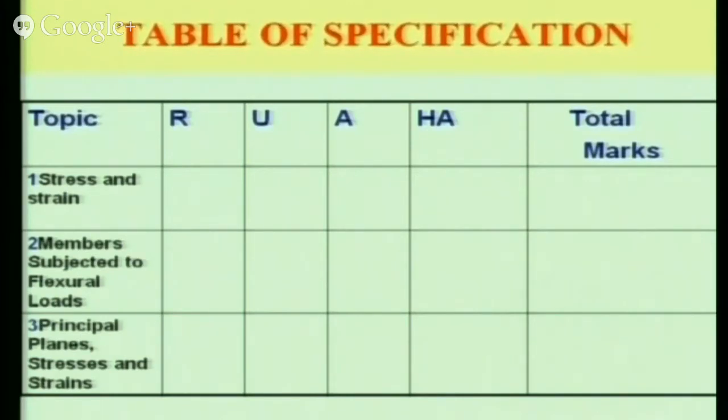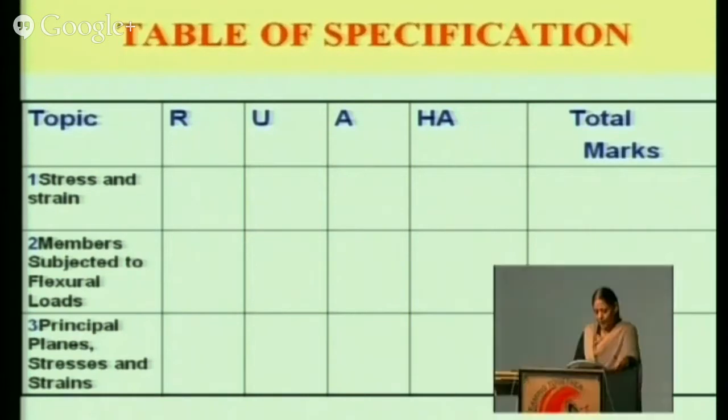Or maybe if we have higher than application, then the split may be 5 plus 5. So as a teacher, it is not simple that we determine the total marks to be allocated to the topic, but we also try to determine at what level the evaluation needs to be carried out, depending upon the nature of the content and the nature of learning outcomes.